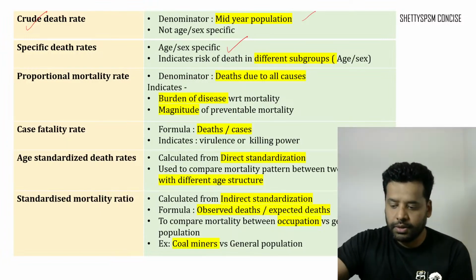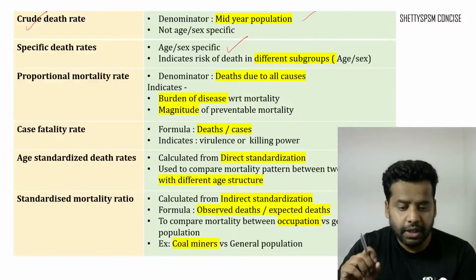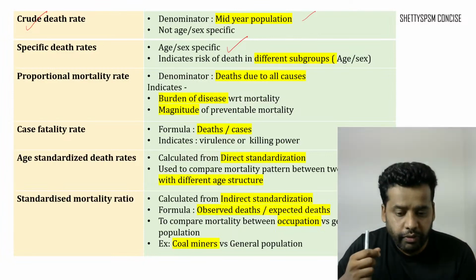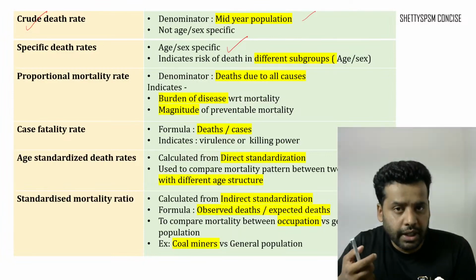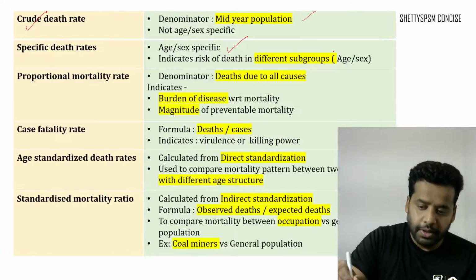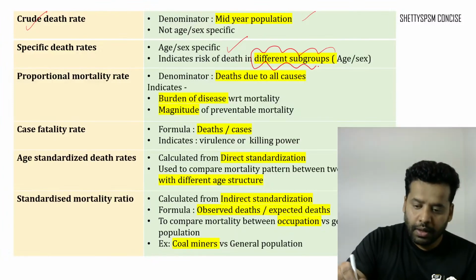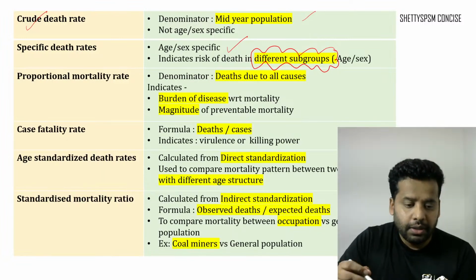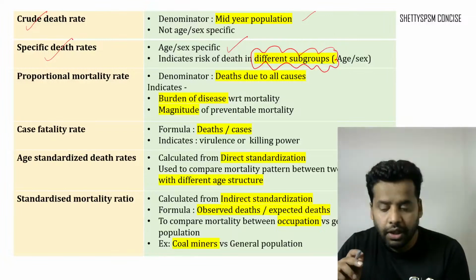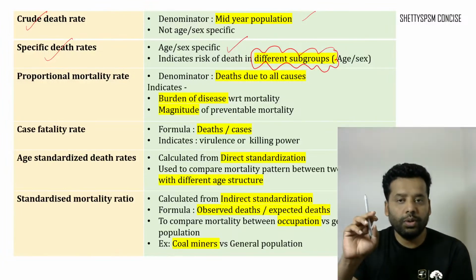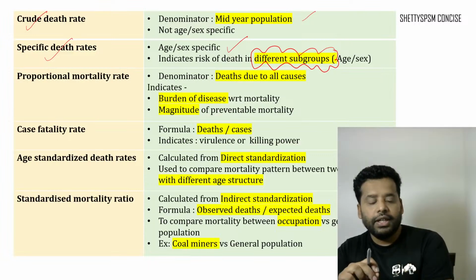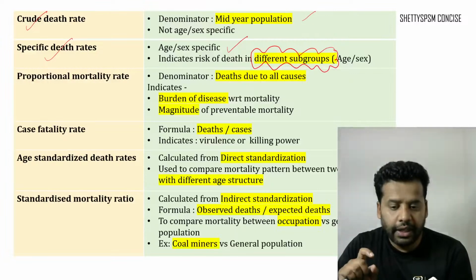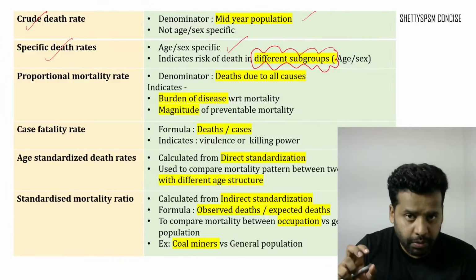If I ask this question, which of the following will represent risk of death in different subgroups? If they ask you like this, which of the following will indicate risk of death in different subgroups, this keyword will be there. Then what is your answer? Tell me. Specific death rates. Very good. Crude death rates are for the whole population. Specific death rate, either age specific or sex specific, will indicate risk of death in different subgroups.